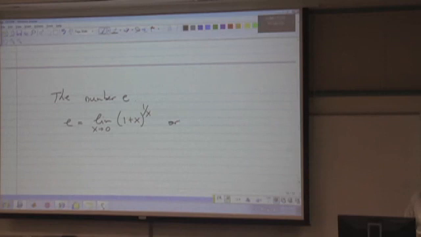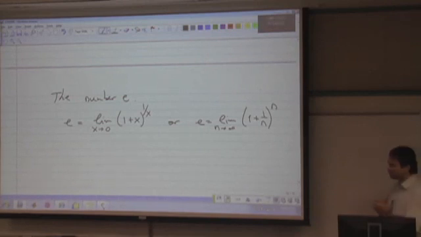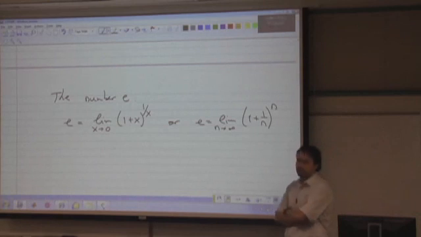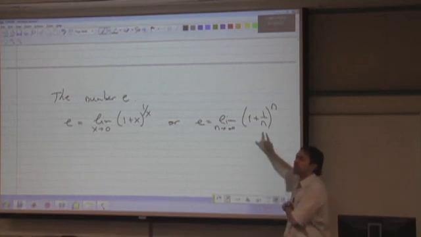Or, and they didn't give us this particular definition, but I personally like it better. e is equal to the limit as n goes to infinity of 1 plus 1 over n, all raised to the nth power. Why do I like this better? Because you've actually seen this.